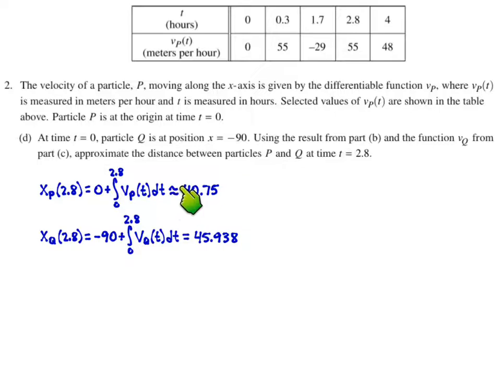So now we know both the positions. How do we figure out how far apart they are, the distance between them? We're just going to subtract those two values. And so the distance between them will be 5.188.